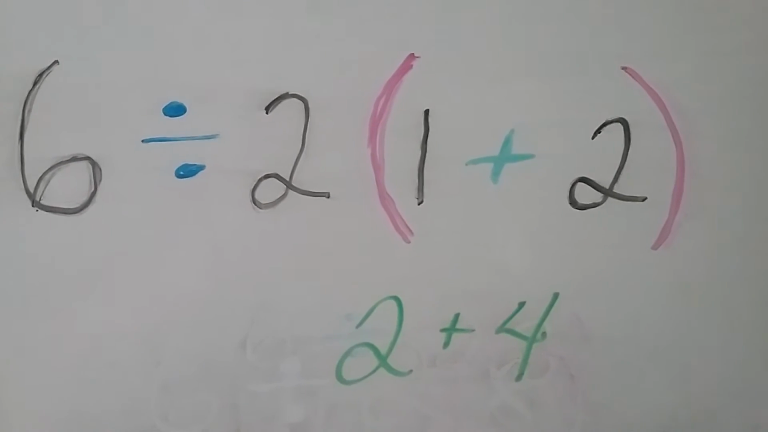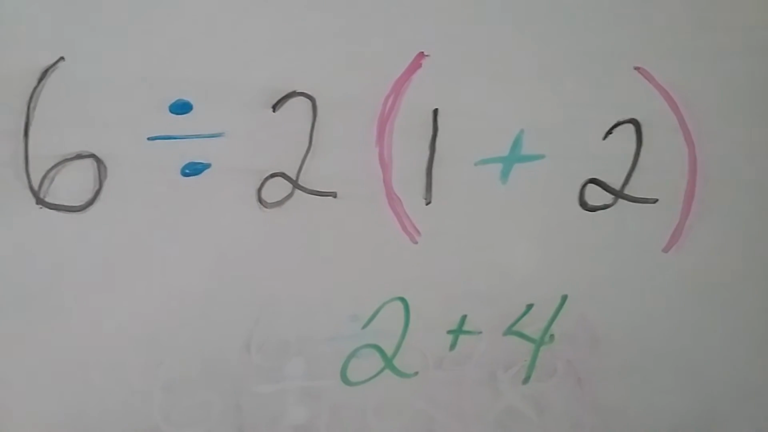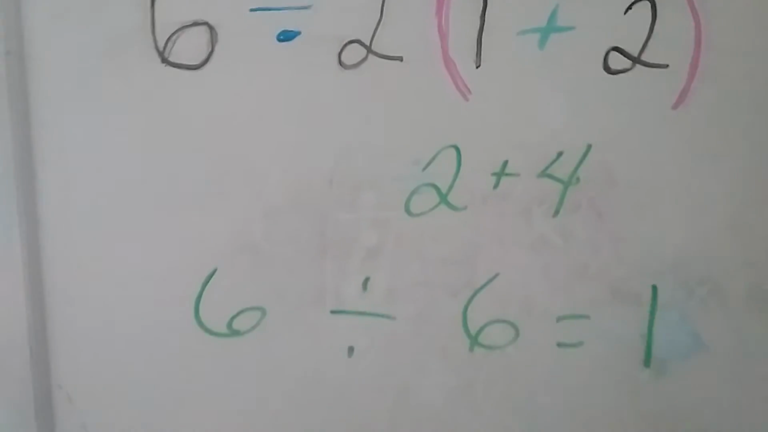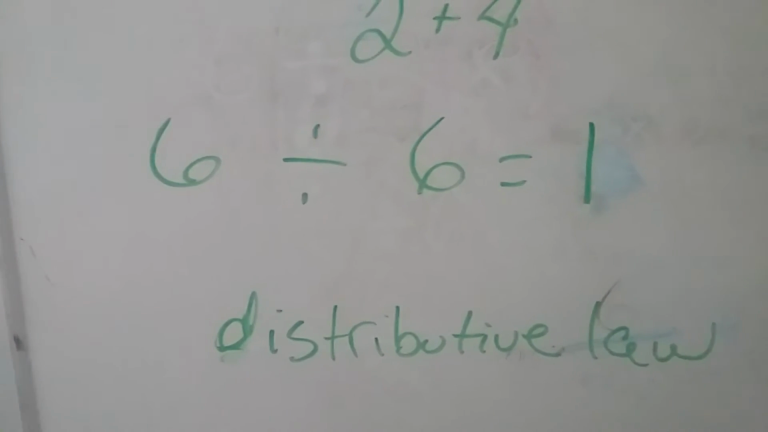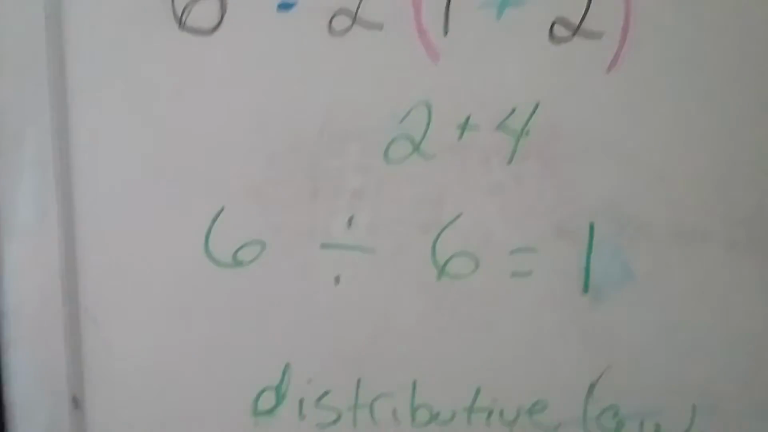So we add the 2 plus 4, we get 6. 6 divided by 6 is 1. And that is our answer by the distributive law. So there's another proof that this answer is 1.